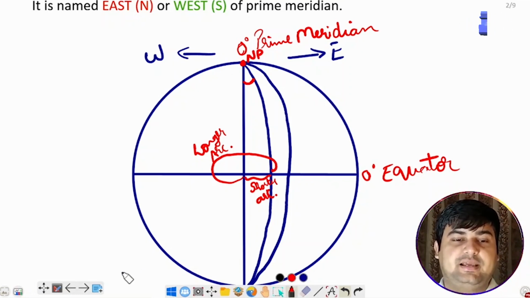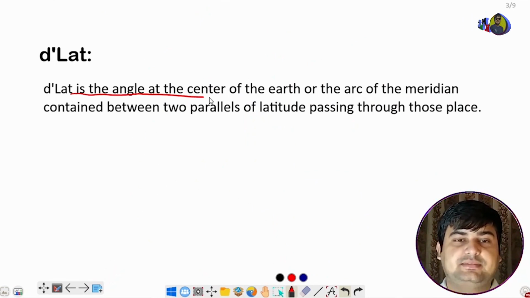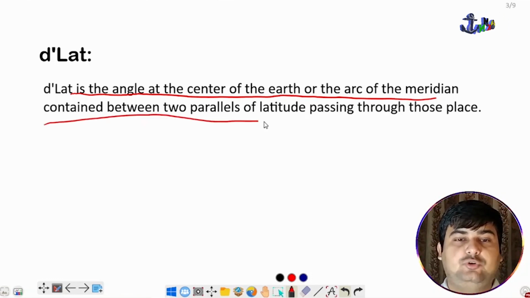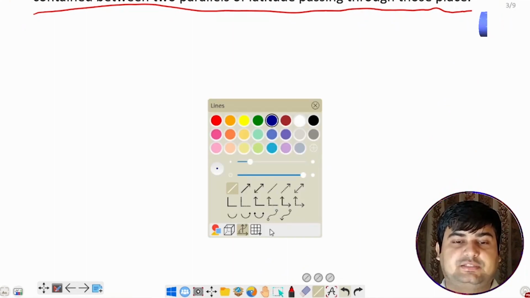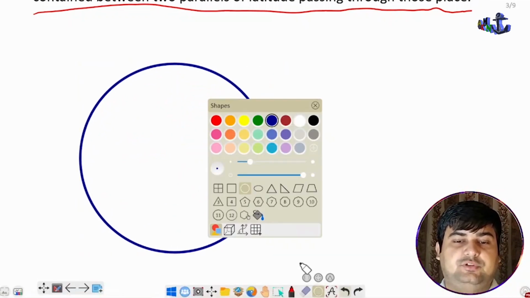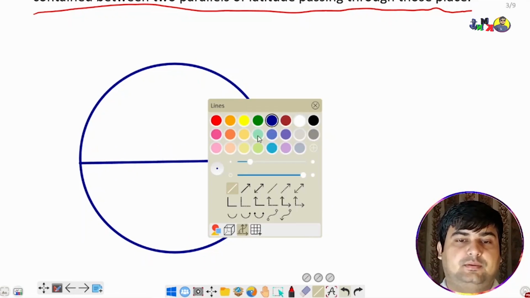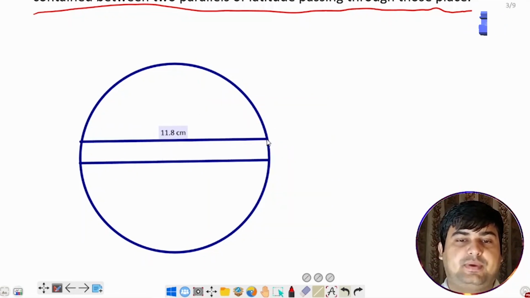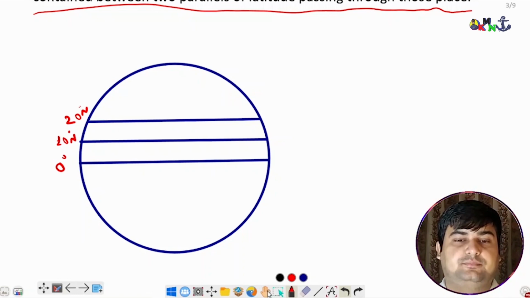Now we will move forward to D-lat and D-long. So what is D-lat? D-lat is the angle at the center of the earth or the arc of the meridian contained between two parallels of latitudes passing through those places. So again we will draw one sketch. Suppose this is the earth and this is the equator, and this is a parallel of latitude and this is also a parallel of latitude. So suppose this is 0 degrees, this is 10 degrees, and this is 20 degrees. It will be north because it is above the equator.